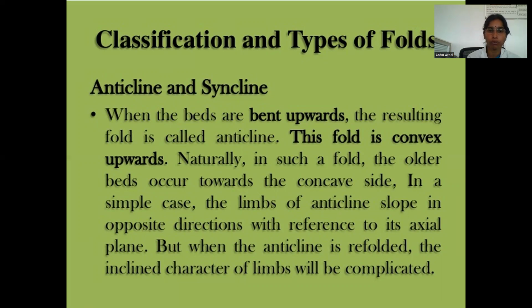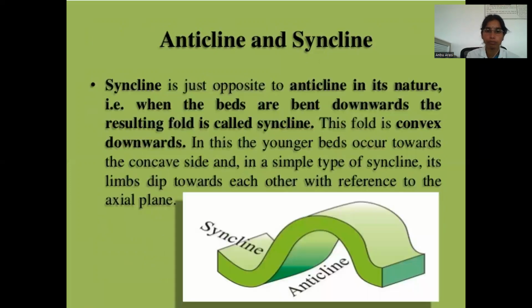Naturally, in such a fold, the older beds occur towards the concave side. In a simple case, the limbs of an anticline slope in opposite directions with reference to its axial plane. But when the anticline is refolded, the inclined character of the limbs will be complicated.